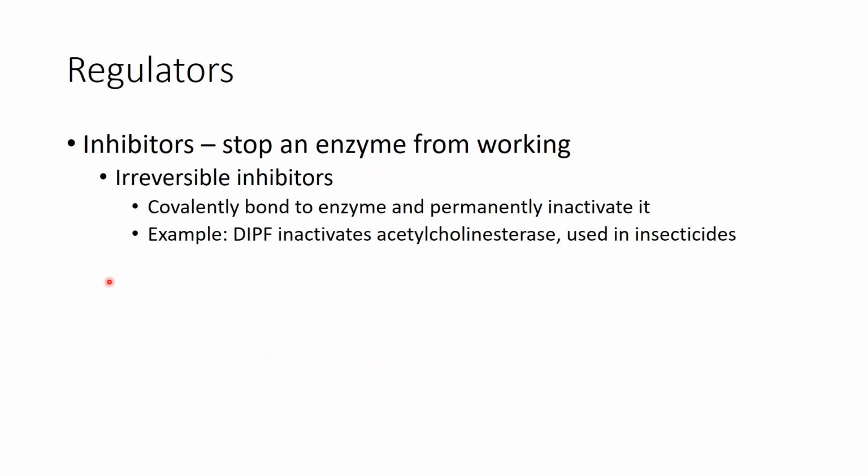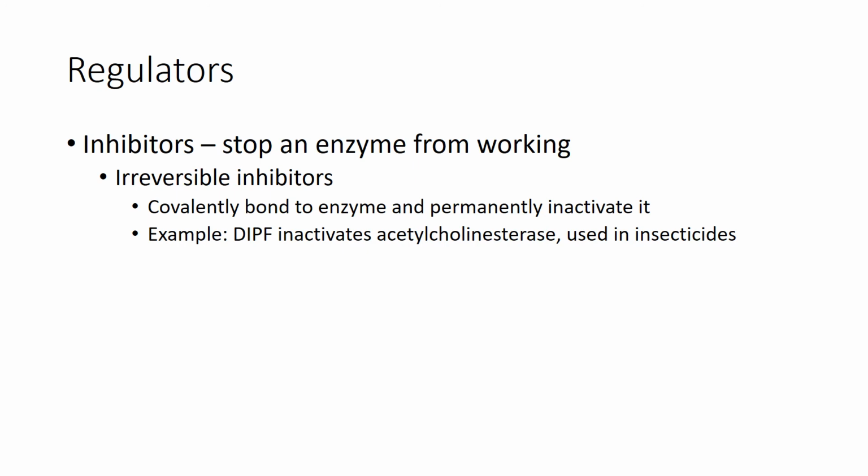Now, enzymes need regulation. We can't just have enzymes going all crazy and just going back and forth, back and forth, and just making things whenever we need it. So we need a way to turn them both on and turn them off. Inhibitors are going to be something that stop the enzyme from working. They inhibit it. So there's a couple different kinds of inhibitors that we can have.